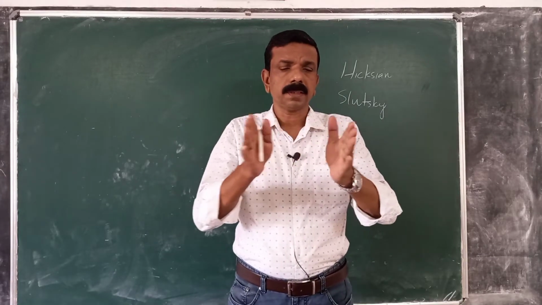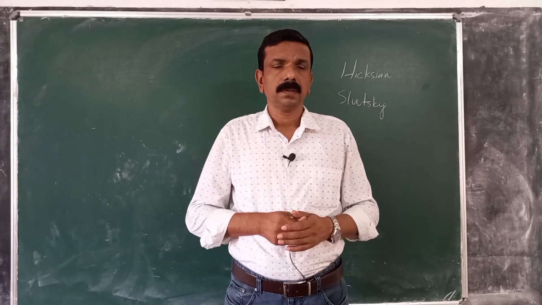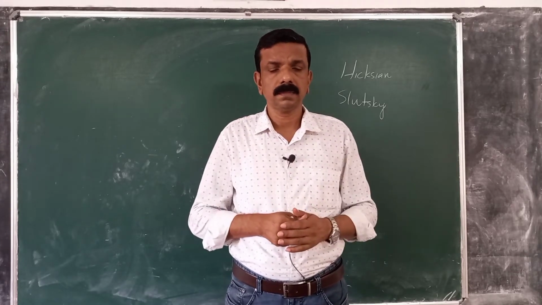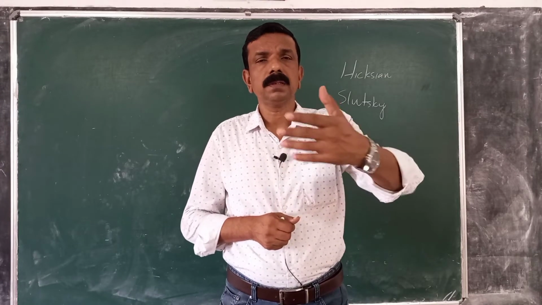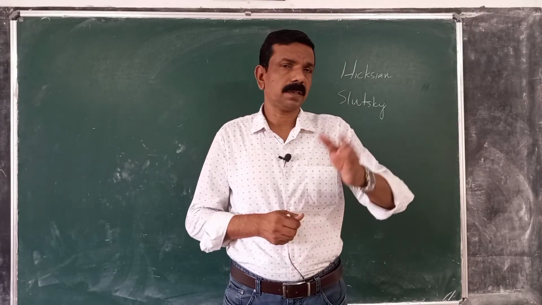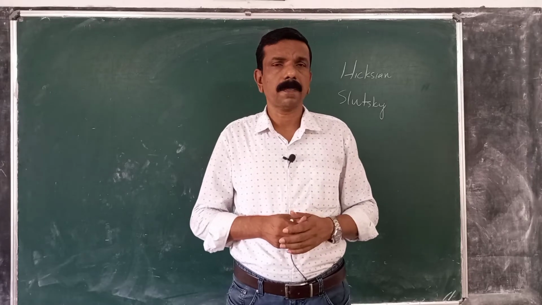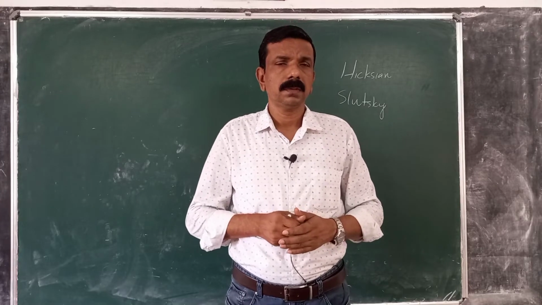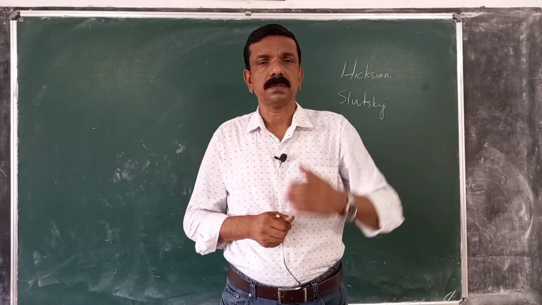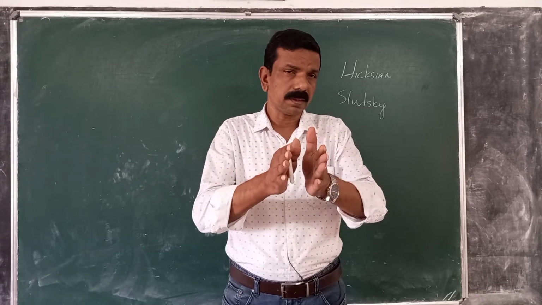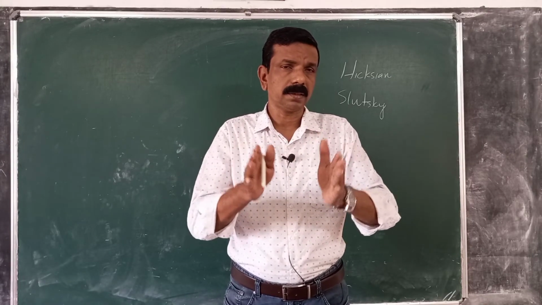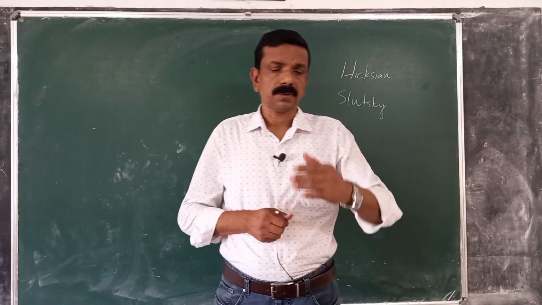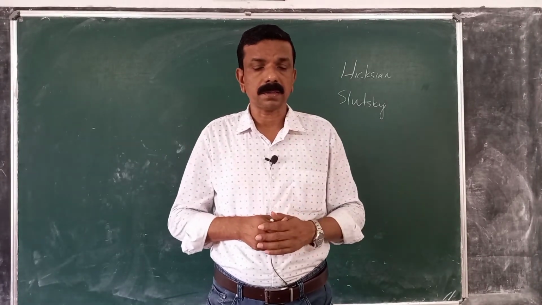In the Hicksian method, we compensated the change in real income by keeping utility constant. As we have discussed in the previous classes, the compensated budget line is tangent to the original indifference curve, so that utility is constant.